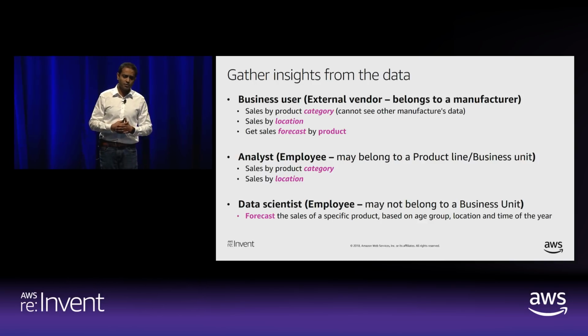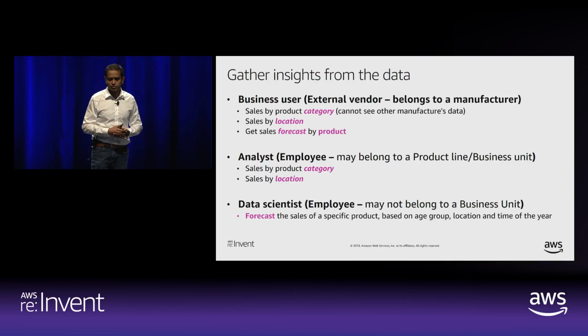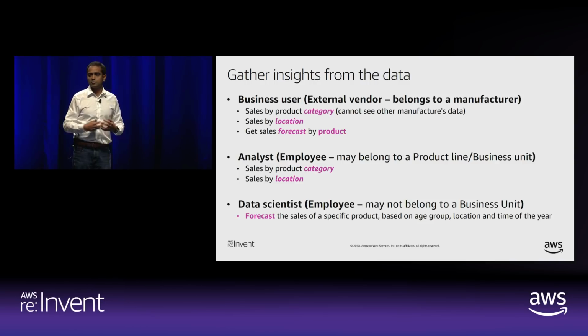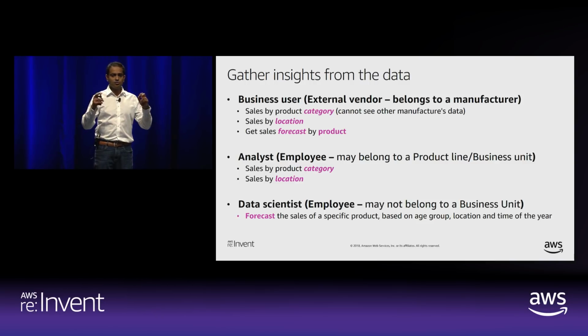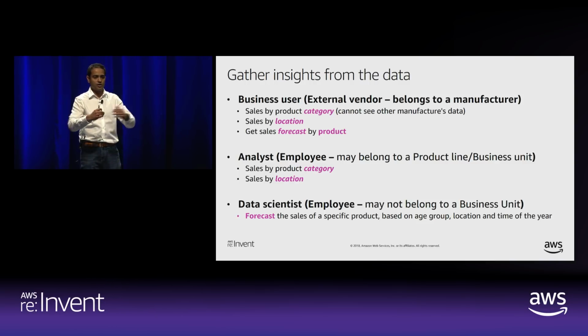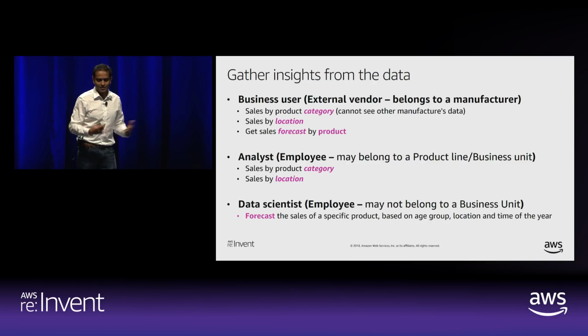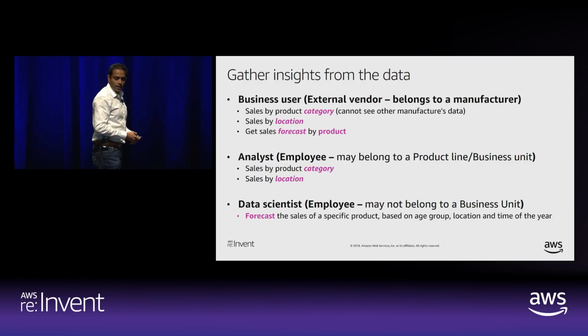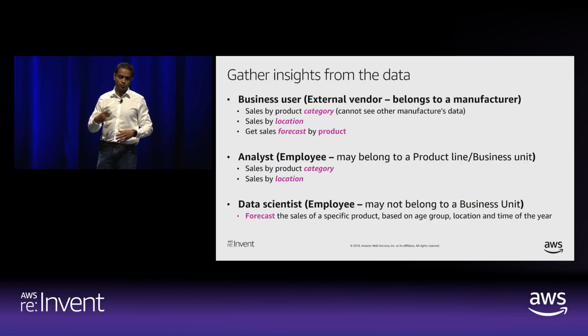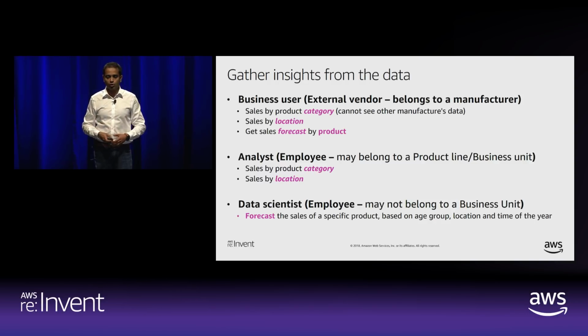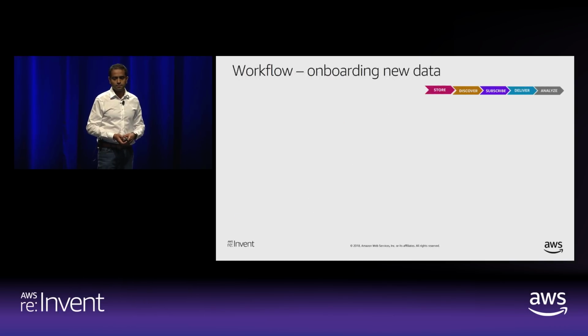Second one is the analyst, an employee of the company who belongs to a specific product line or business unit. They are doing a similar kind of analysis, sales by product category. But in this case, there is no filtering required at a manufacturer level, right? So this is saying, give me all the sales by a specific product category. Example could be things like electronics. And the last one is data scientists who are running forecast models and figuring out what the sales would look like based on a specific age group, location, or year.